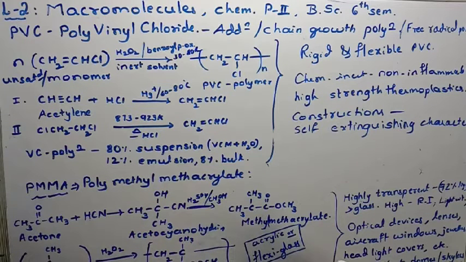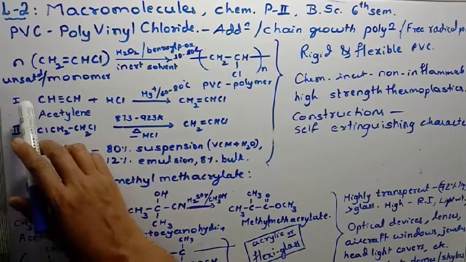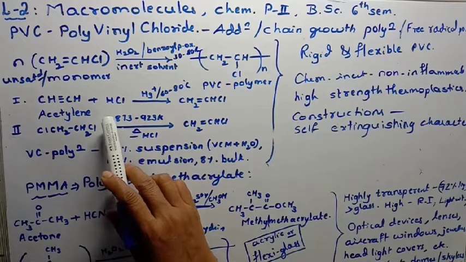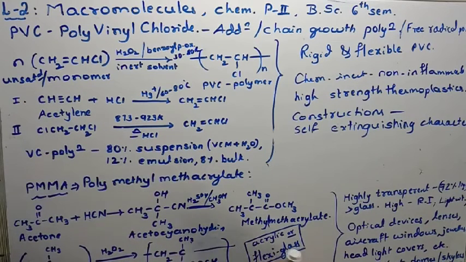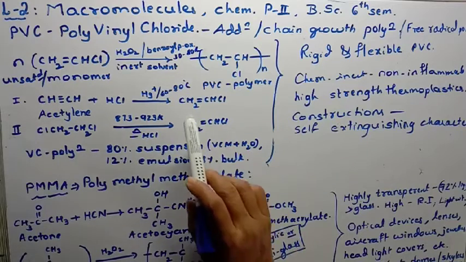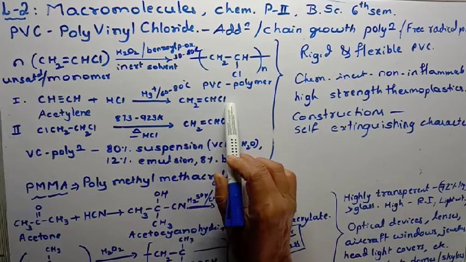Now it is necessary to know the preparation of vinyl chloride. There are two methods. In the first method, when acetylene is made to react with dry HCl in presence of a mercurous salt as a catalyst, in the temperature range of 60 to 80 degrees, we will get vinyl chloride, that is CH2=CHCl.